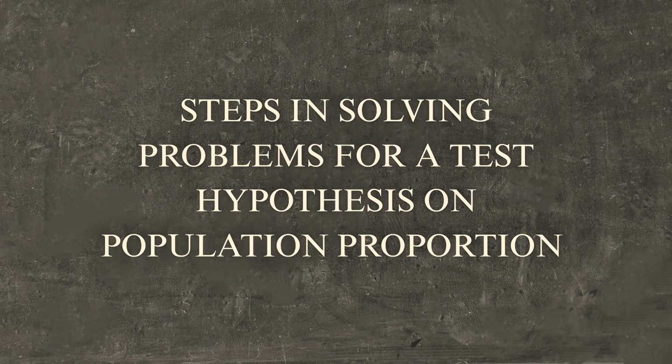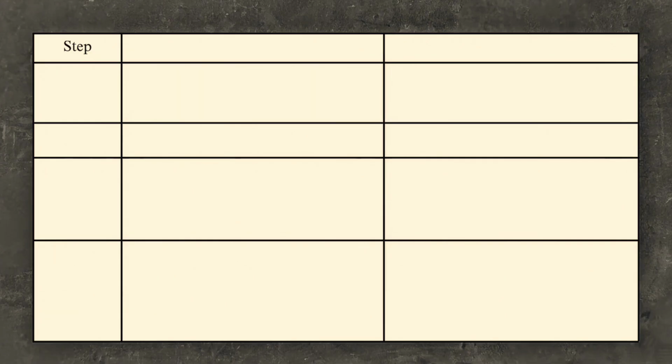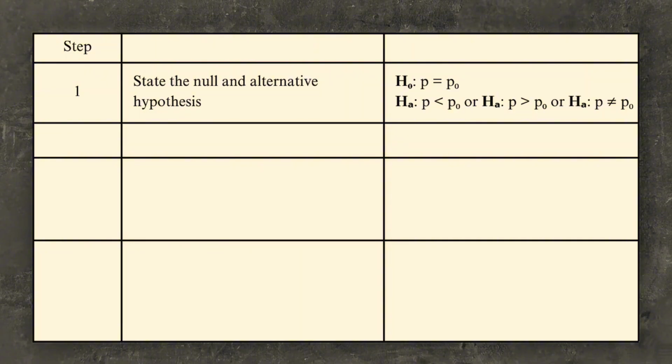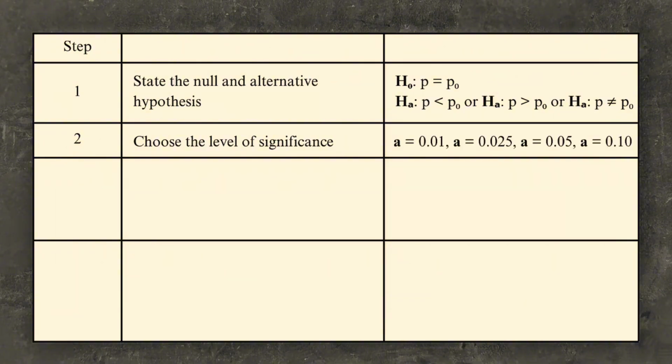Next, 5 steps in solving test of hypothesis on population proportion. Step 1, state the null and alternative hypothesis. So in the null, we only use the equal sign. And in the alternative, we use less than, greater than, or not equal. Step 2, choose the level of significance, as I said earlier.